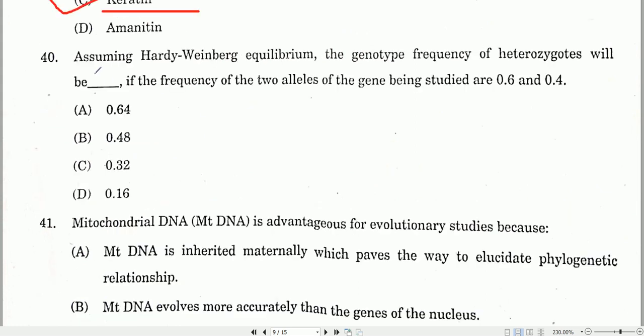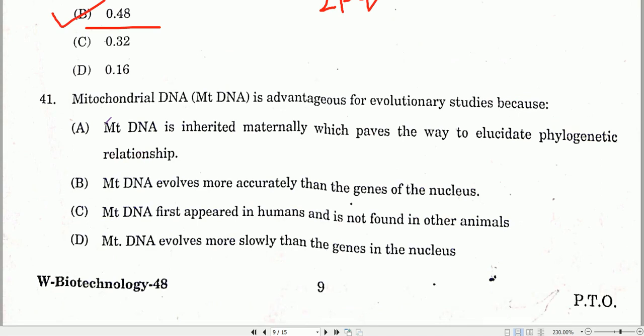Coming to question number 40. Assuming Hardy-Weinberg equilibrium, the genotype frequency of heterozygotes. So genotype frequency of heterozygote will be, okay, here the allelic frequencies are given, P will be 0.6 and Q is 0.4. So for the heterozygotes, the formula will be 2PQ. If you multiply 2 into 0.6 into 0.4, that will be 0.48. So option B will be the correct one. If there is a question about homozygotes, that will be P square or Q square.